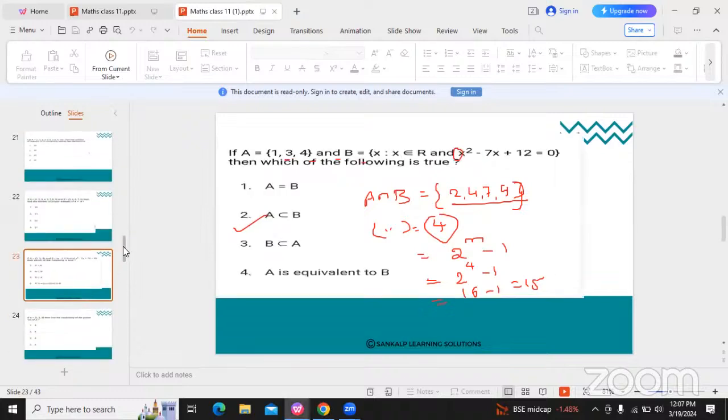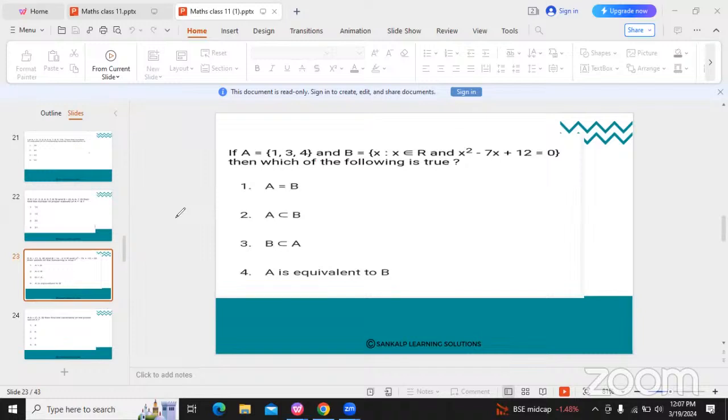Next one, that is the third question. Try to do this fast. Again, 10 seconds for you. Thereafter, I will start. If A is {1, 3, 4} and set B is {x such that x belongs to R and x square minus 7x plus 12 is 0}, then which of the following is true?